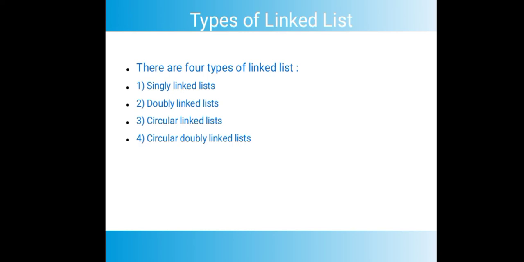There are four types of linked list. The first one is singly linked list, then doubly linked list, circular linked list, and the fourth one is circular doubly linked list. Singly linked list is the basic type of linked list. We will see them one by one.